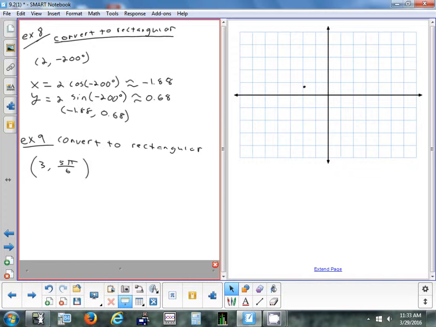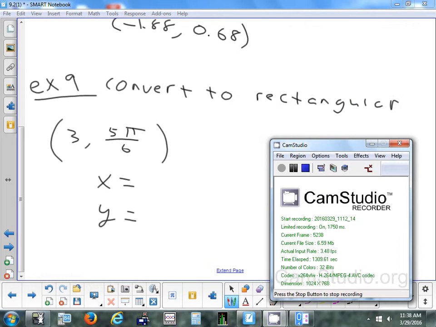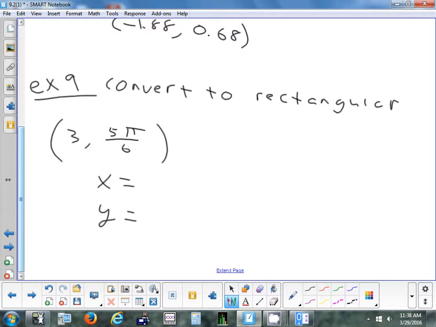Okay, try that one on your own. See if you can convert that to rectangular. All right, somebody give me my formula for the x coordinate. How about Bill? Did you get the formula for x? 3 cosine 5 pi over 6. And how about the formula for y? Cameron? 3 sine 5 pi over 6.